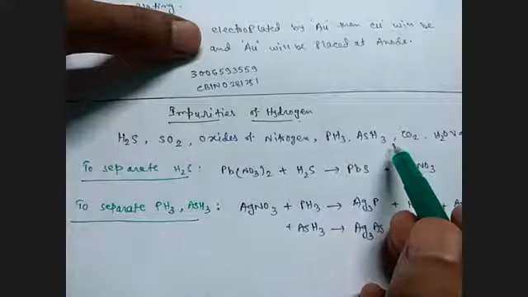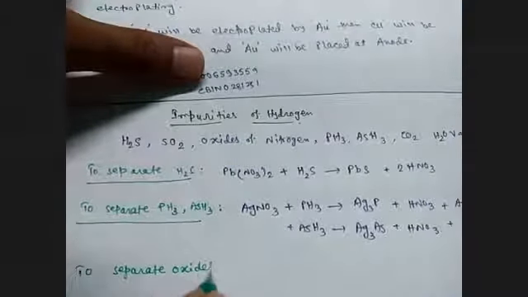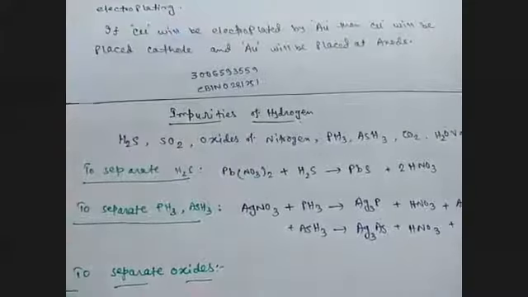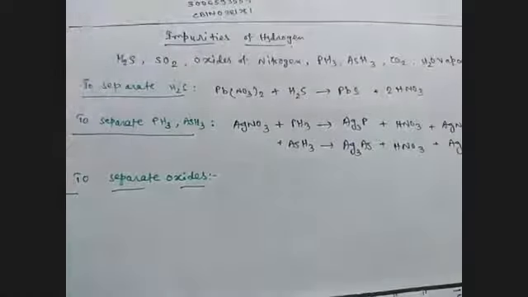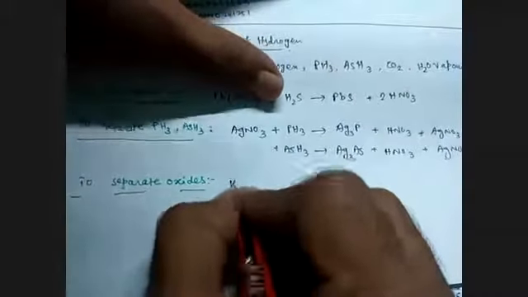After that, which impurities are left over? H2S is separated out by lead nitrate solution. Phosphine and arsine are separated out by silver nitrate solution. Next, the oxides. To separate oxides, all the oxides, sulfur oxide, nitrogen oxide, carbon dioxide, as I have told, we need to pass a strong alkali, suppose KOH or NaOH.